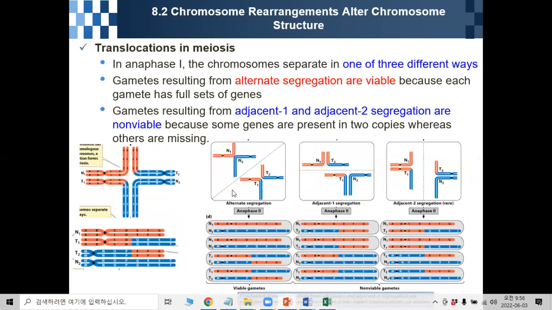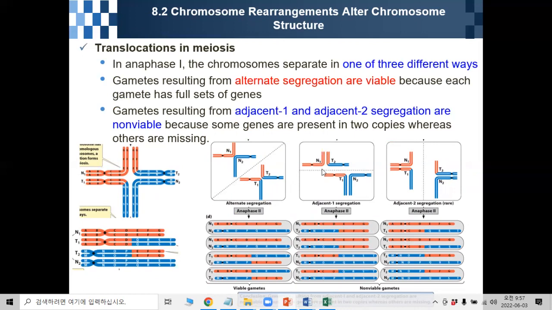Okay, so one case is they are segregated. In anaphase 2, they will be segregated. So this one is alternate segregation, which usually happens. These two are segregated, and these two are segregated together. This is alternate segregation, which usually happens.